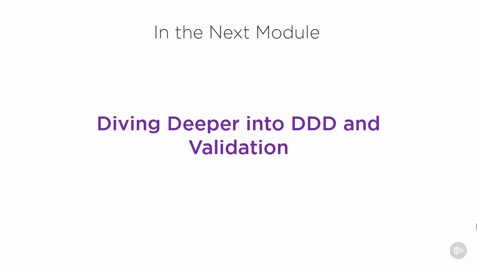In the next module, we will talk about how to explicitly define errors in your application. We will also discuss more complex validations and take a look at the so-called DDD trilemma.